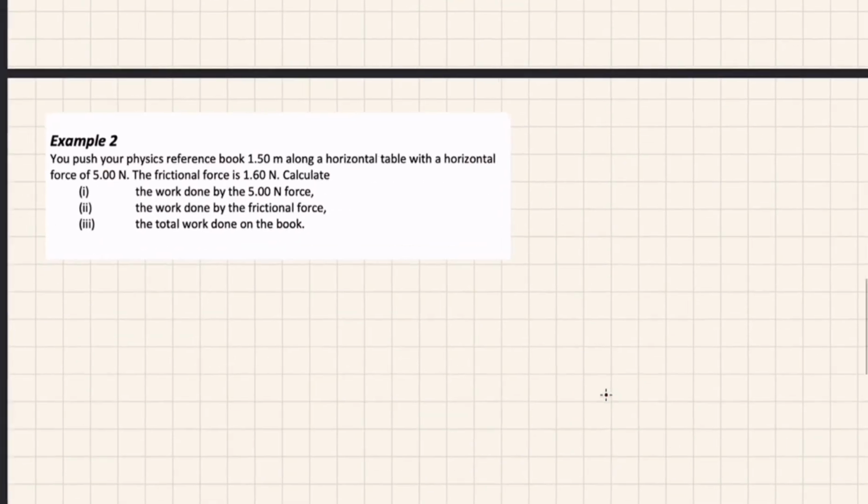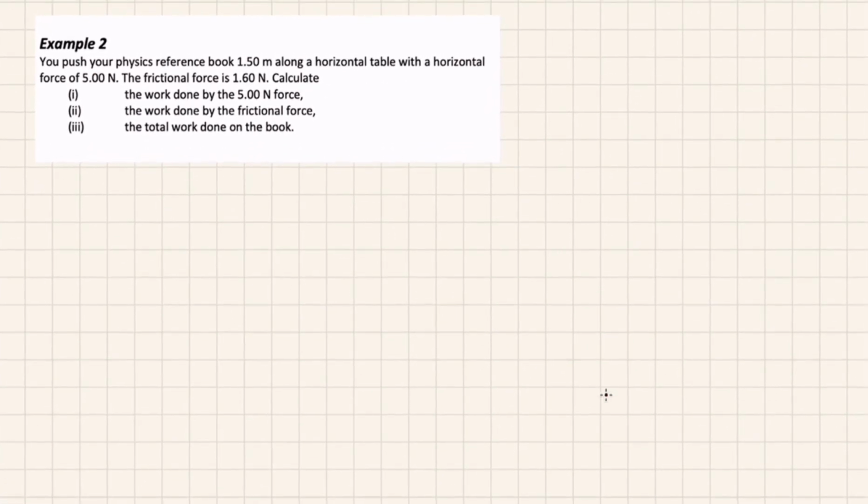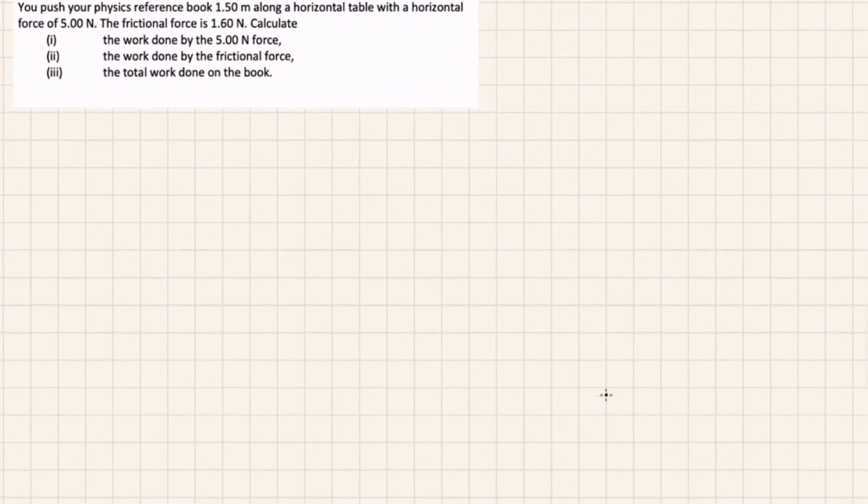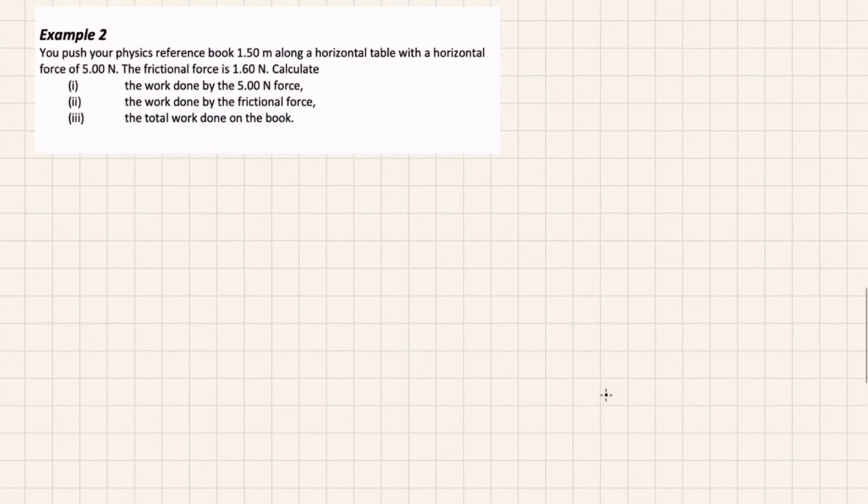Moving on to example number 2. You push your physics reference book 1.5 meter along a horizontal table with a force of 5 Newton. The frictional force is 1.60 Newton. Calculate the work done by the 5.0 Newton force.